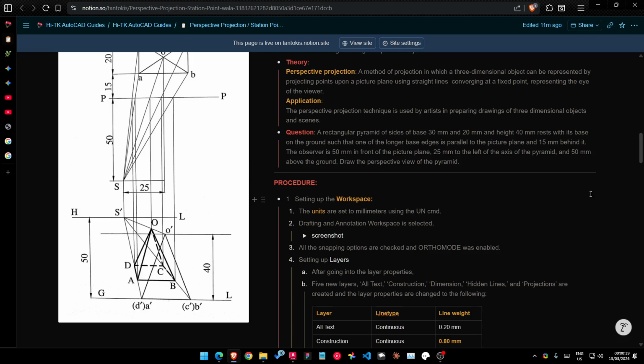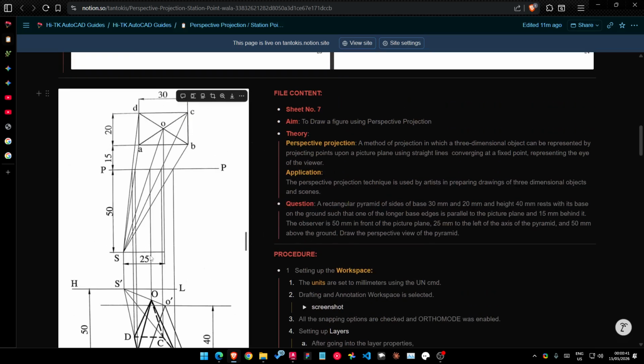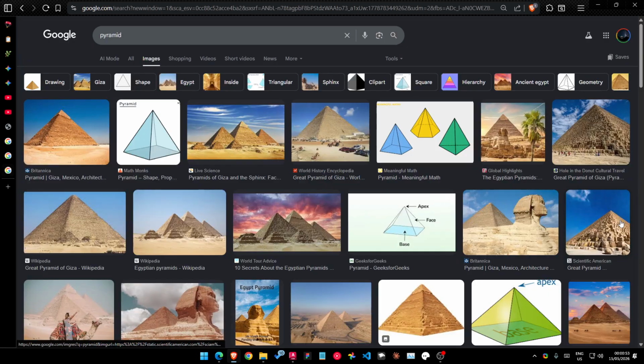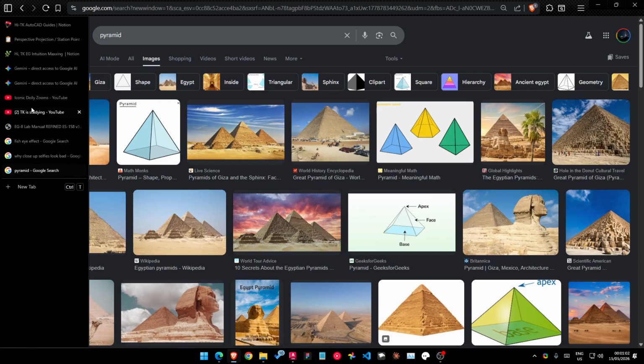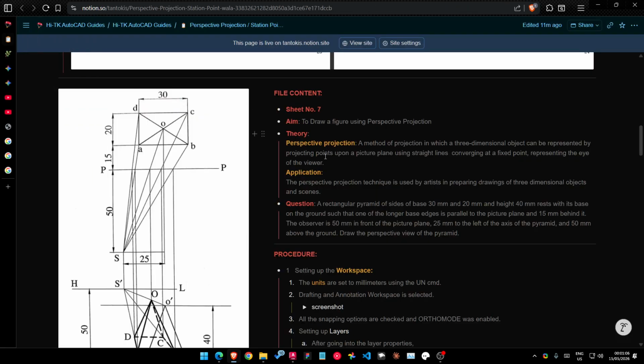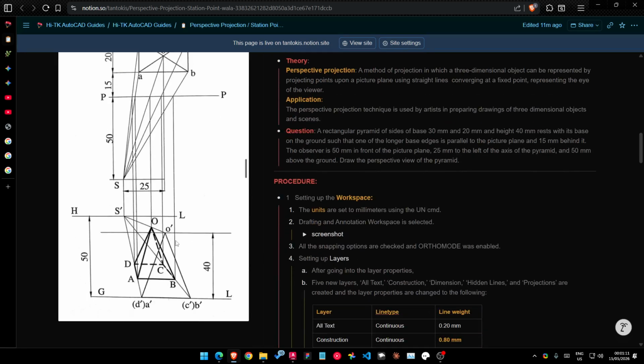If you see, the station point is a little towards the left of the pyramid. The observer is a little towards the left. So this is why both sides will be visible, and this is something that we see in this drawing as well. This side is also visible, but in the front view only this side is going to be visible. So I hope you're feeling the intuition of it.